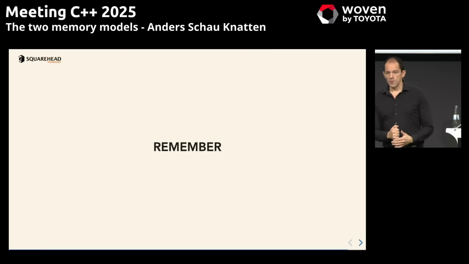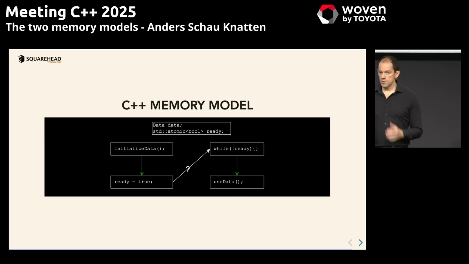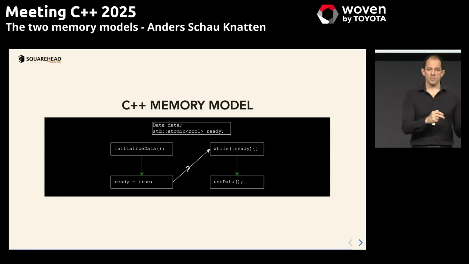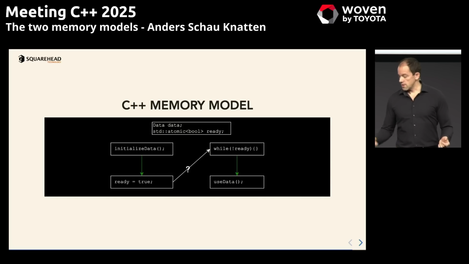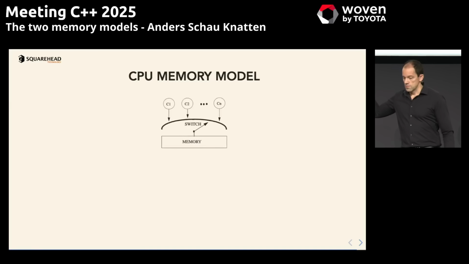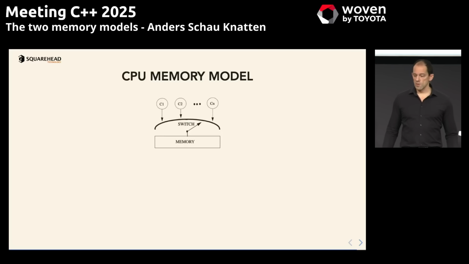So the two things to remember. In C++, when you think about the memory model, you have to think about, did this expression evaluation in one thread happen before this expression evaluation in the other thread? Is this arrow green or red? For the CPU memory model, it's this mental model instead, where you have all the cores and you have a switch, and it's in some arbitrary order just picking memory operations from each of the cores.